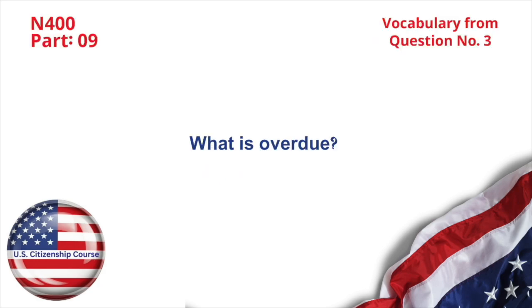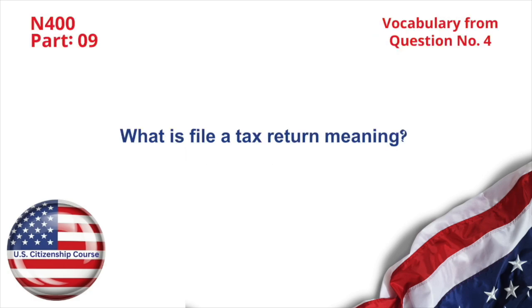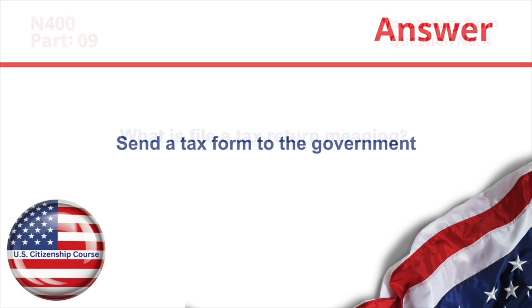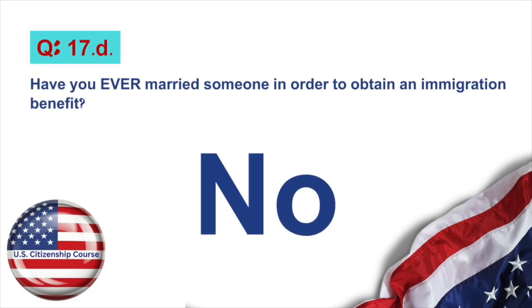What is overdue? Late for a payment. What does file a tax return meaning? Send a tax form to the government. Have you ever married someone in order to obtain an immigration benefit? No.